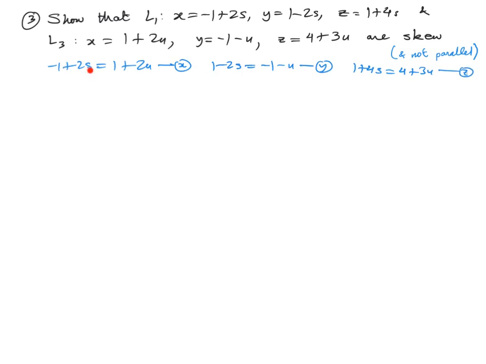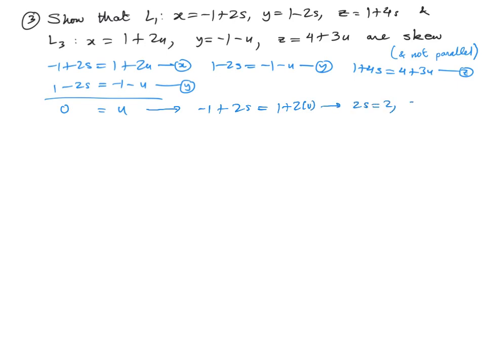So if I take these two, I can eliminate s directly. So let's just do that. 1 minus 2s equals -1 minus u. That's the y equation. So I'm solving the x and y here, and I end up with 0 equals u. Now that I have 0 equals u, I can plug it, for example, back into the x equation. So I end up with -1 plus 2s equals 1 plus 2 times 0. In other words, if I add 1 to both sides, 2s equals 2. That means s equals 1.